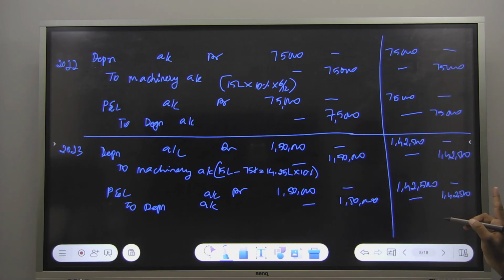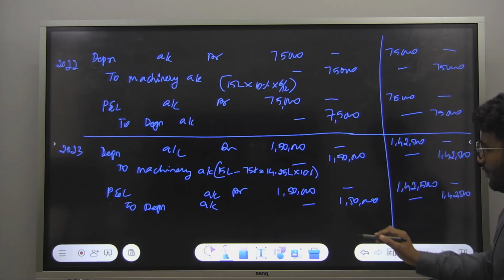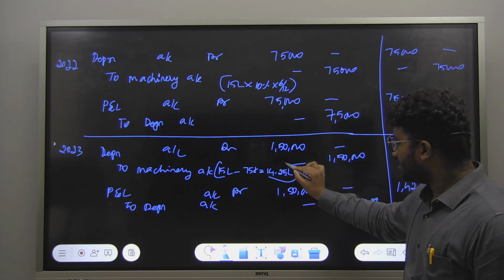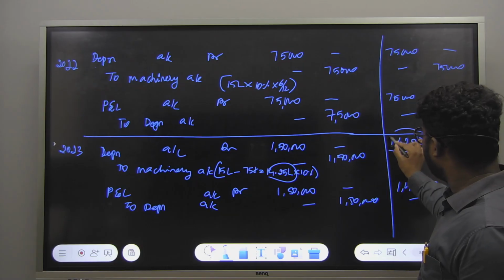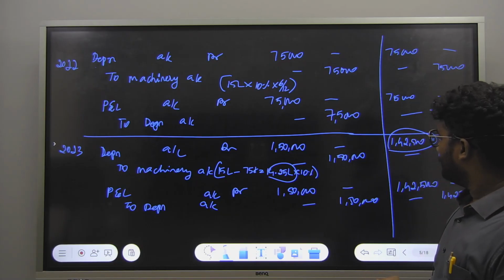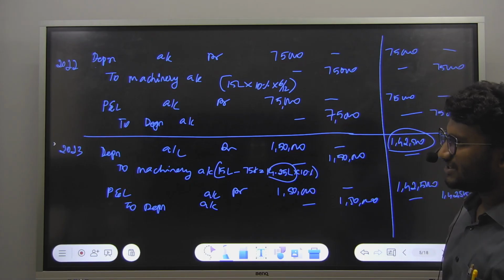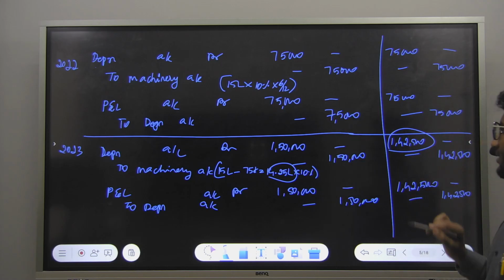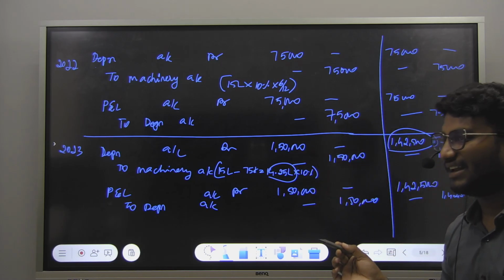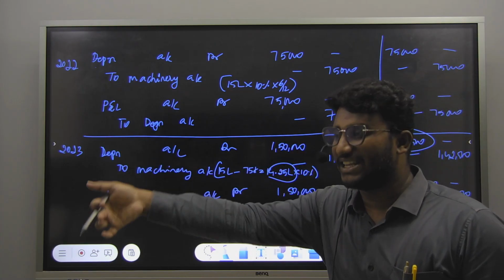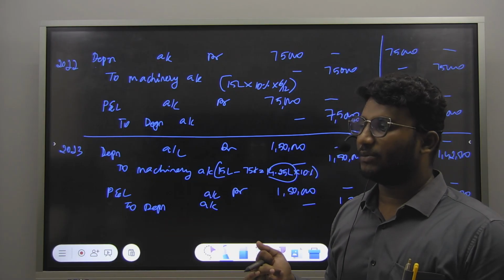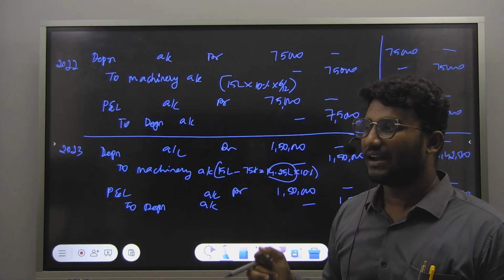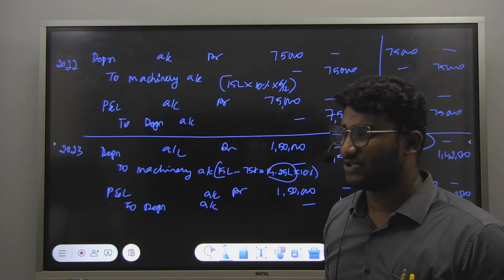Any doubts here? No, sir. Okay, if you want to pass journal entry for the next year, what will be the value for the next year? Now the value of machinery is 14,25,000. Again we charge depreciation of 1,42,500. The balance is 12,82,500. So that is the value of the machinery for the next year. So next year, on which amount do you have to charge depreciation? On that 12,82,500, whatever the amount is there, on that you have to charge the depreciation.